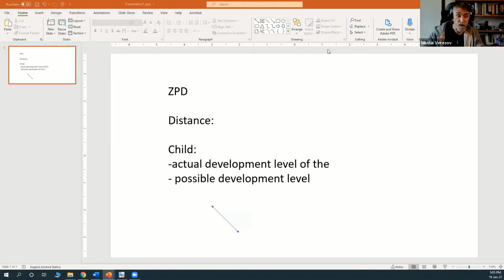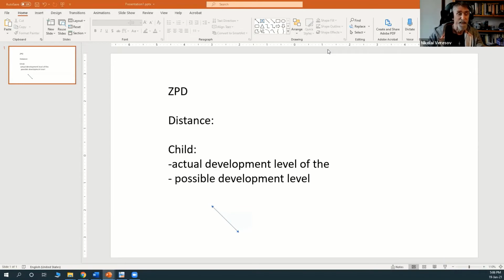There is one more aspect of ZPD, about which I wrote something many years ago: the hidden dimension of ZPD. You can find my paper called ZPD Hidden Dimension. What I mean by hidden dimension is that the child can solve an intellectual task incorrectly, not because he does not understand the task, but because he takes the task too personally.